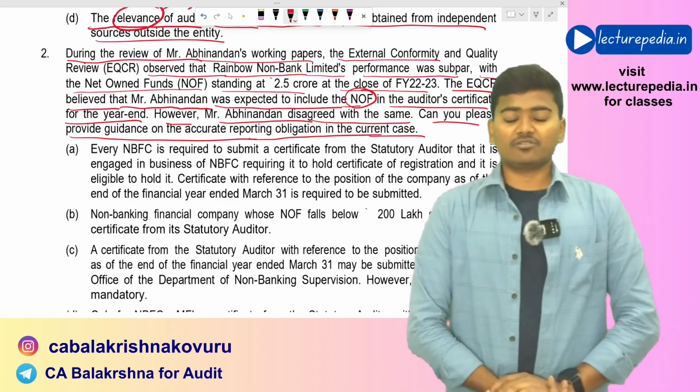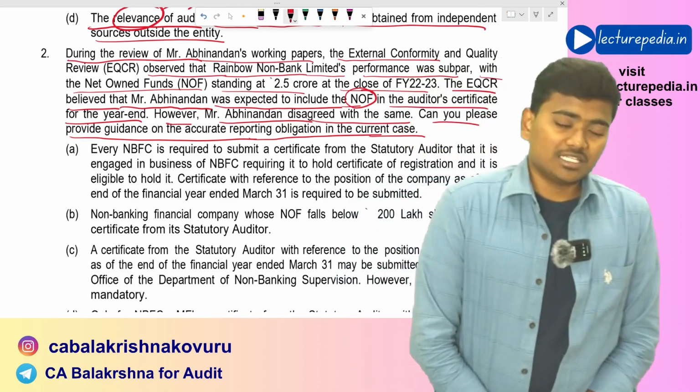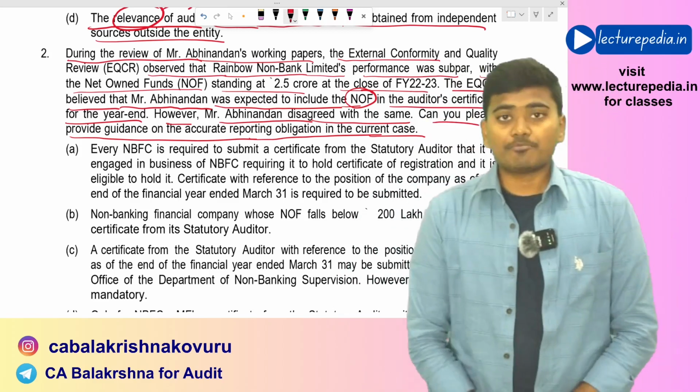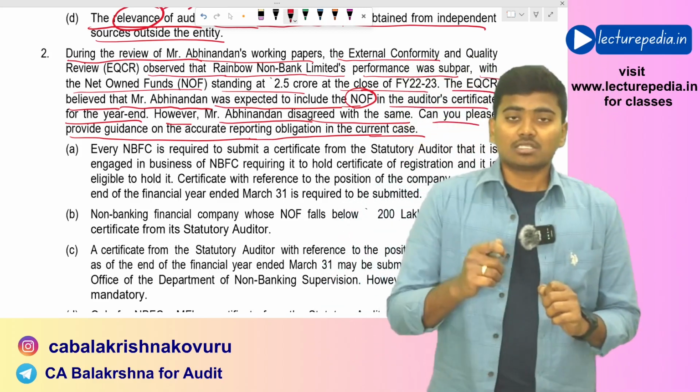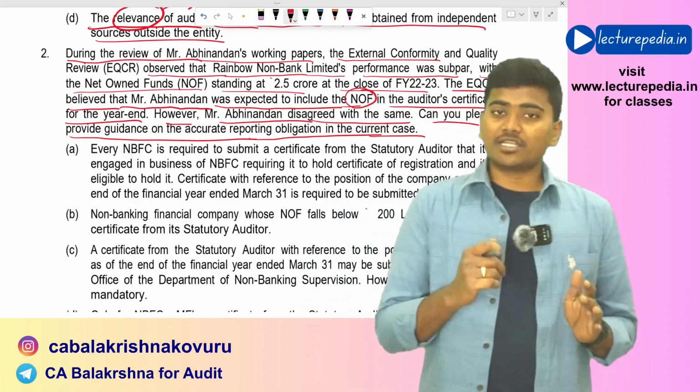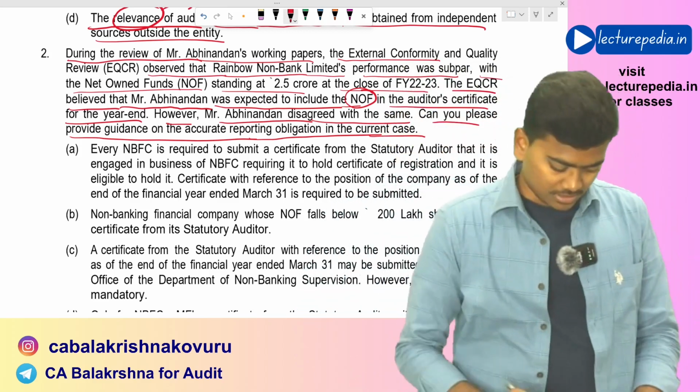Basically, in case of NBFCs, for every year you need to give a certificate whether the NBFC is eligible to hold the certificate of registration or not. With respect to this, an auditor certificate has to be obtained. Let us see the options.